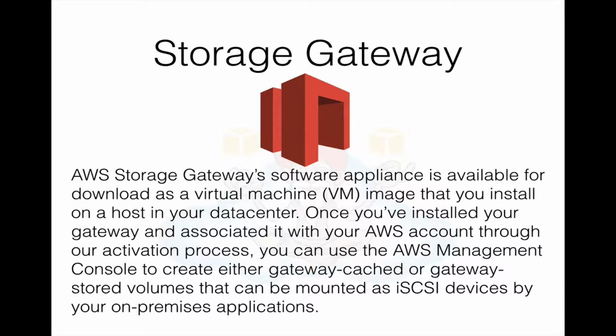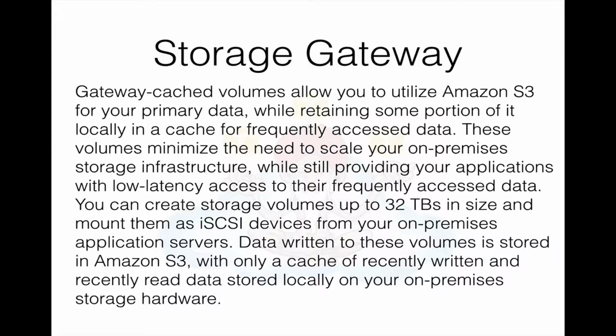Once you've installed your gateway and associated it with your AWS account through our activation process, you can use the AWS Management Console to create either gateway cached or gateway stored volumes that can be mounted as iSCSI devices by your on-premise application. So in terms of exam questions, they might ask you about Storage Gateway, and there's two different models. So there's gateway cached or gateway stored volumes.